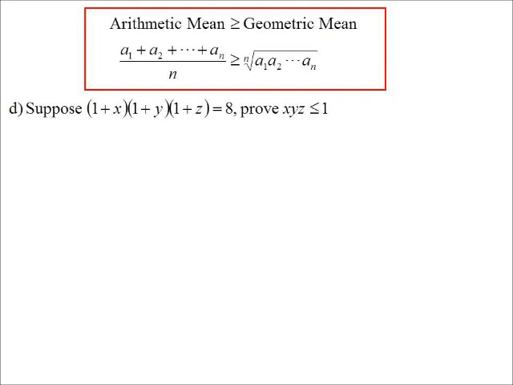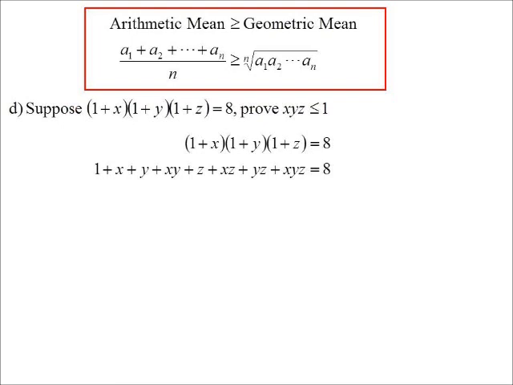Watch this. Okay. 1 plus x times 1 plus y times 1 plus z is equal to 8. So, oh geez, what to do? Oh, let's expand the whole thing out. So 1 plus x plus y plus xy plus z plus xz plus yz plus xyz. Now I know, arithmetic mean greater than or equal to geometric mean, that 1/3 of x plus y plus z is greater than or equal to the cube root of xyz.